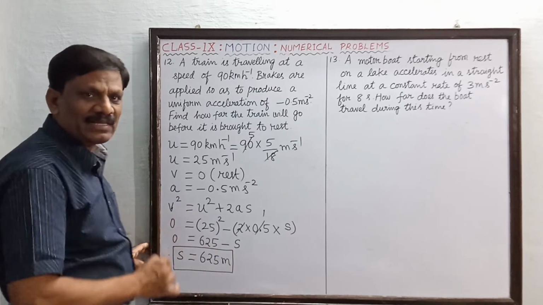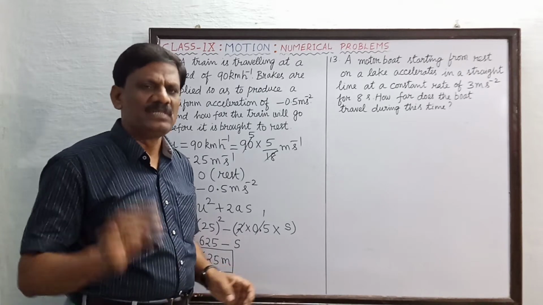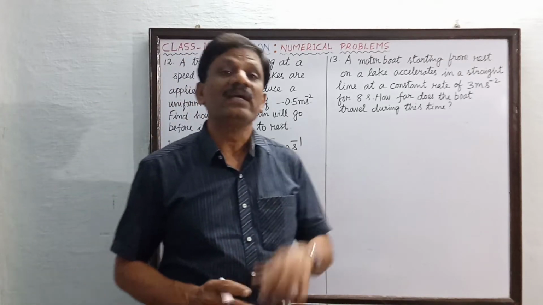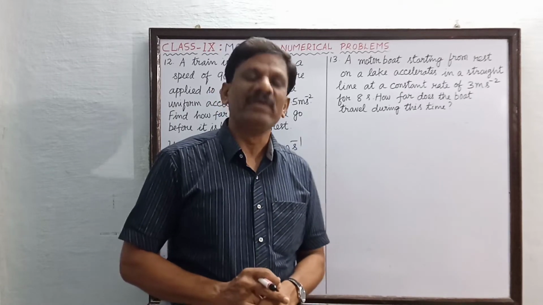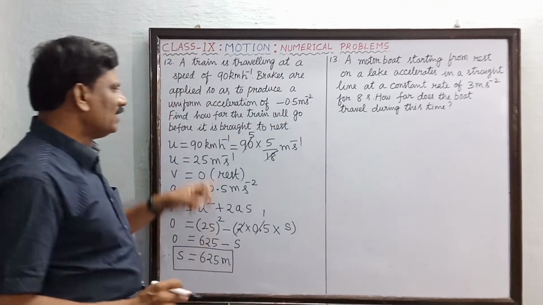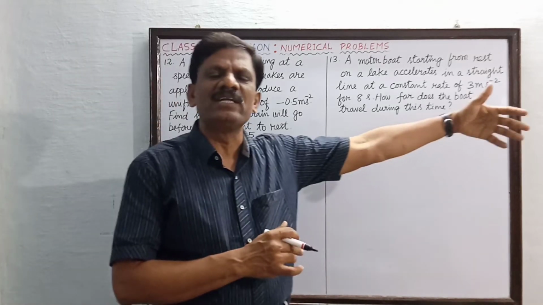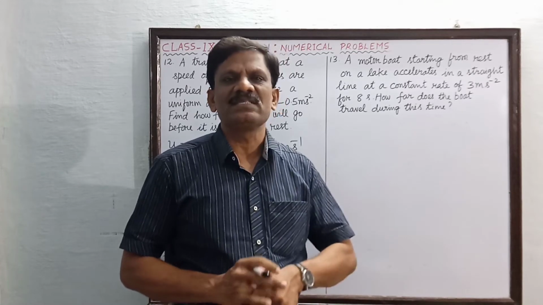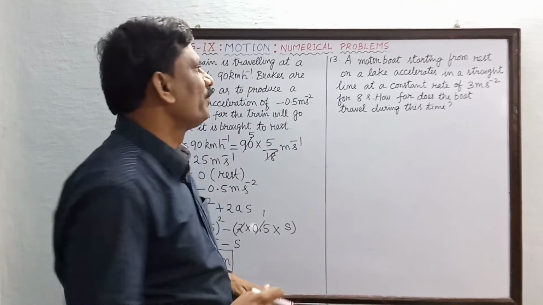Very simple number they have given. Very easy to understand, is it not? So, using the third equation of motion, namely velocity versus displacement relation, we have found that the distance, how far it is brought before coming to rest, means it will travel 625 meters. Understand? Okay, now we come to the problem number 13.